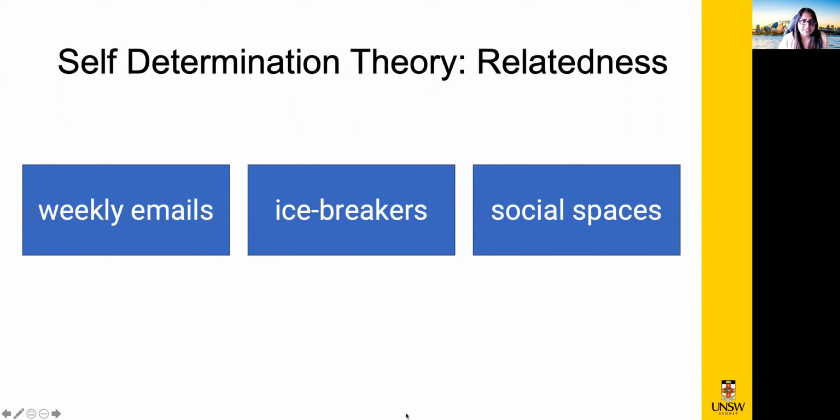So in terms of the relatedness aspect of the self-determination theory, I used a few things like weekly emails, icebreakers, and social spaces. The weekly emails were used mostly to connect one-on-one with students. It had in it 2 or 3 goals that I identified as important goals for the week ahead and flag some places where they would find resources to enable them to ensure that they develop in those competencies.